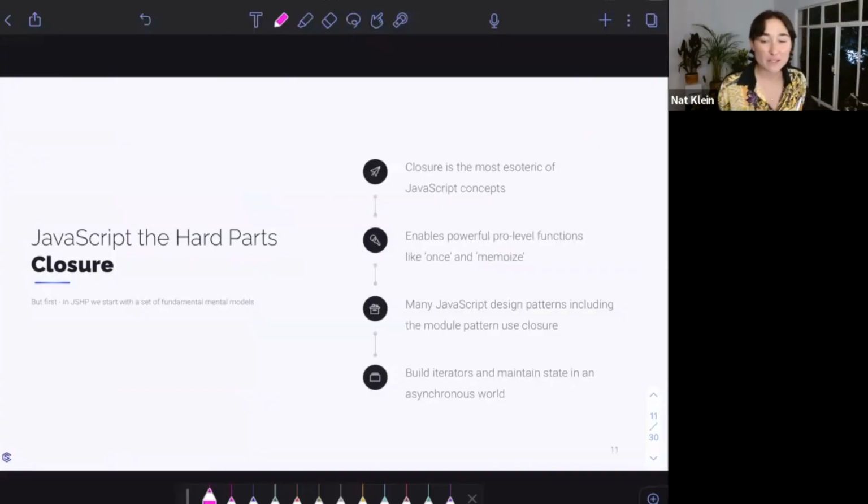And yeah, welcome. This is JavaScript, the hard parts. Today, we're going to be covering closure, a very, very interesting topic, very powerful in JavaScript, allows us to do a lot of cool things. And so today we're going to take a deep dive under the hood, and we're going to learn more about closure.